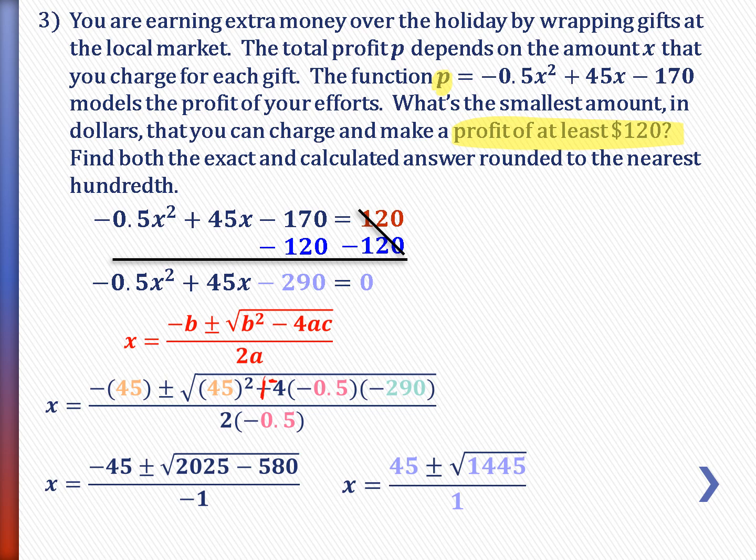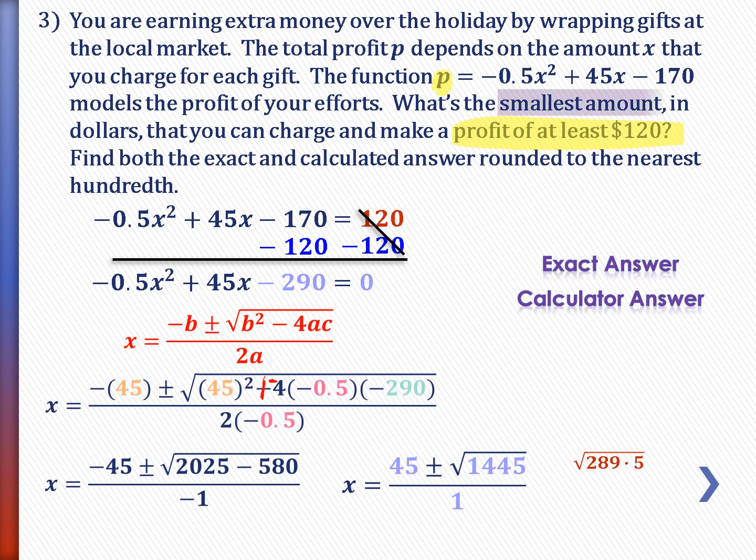So since that's over 1, I can probably drop the 1. But remember, let's see if I can simplify. Now, I might know that this is the square root of 289 times 5. If you didn't, could you do the prime factorization and do the factor tree to get it? Absolutely. So the square root of 289 is 17.